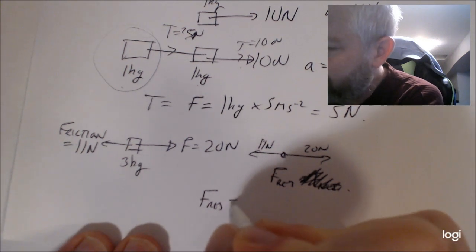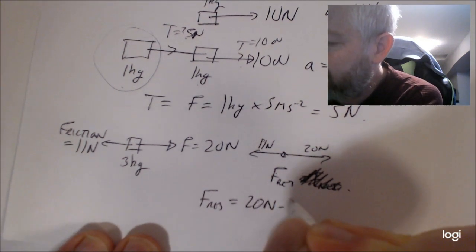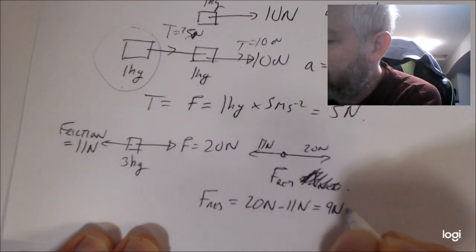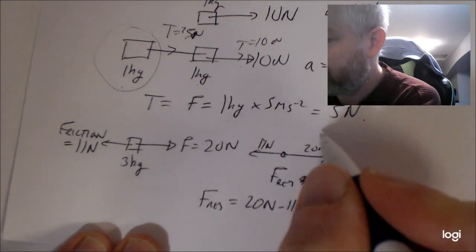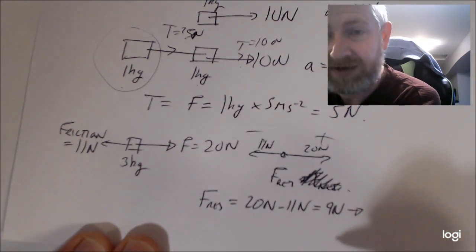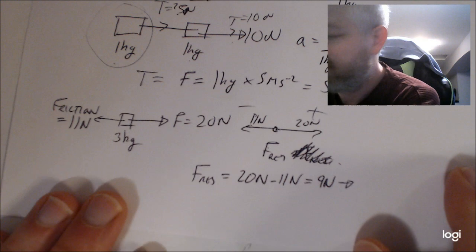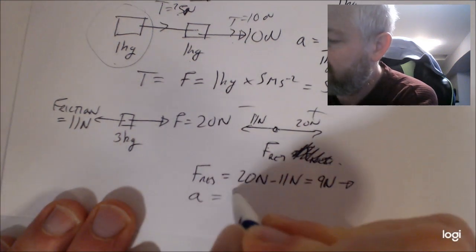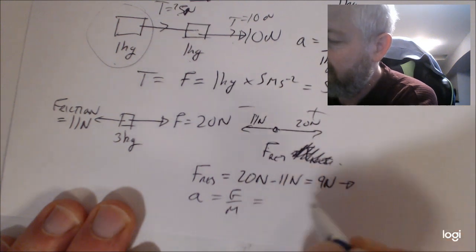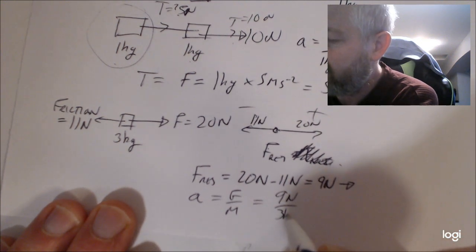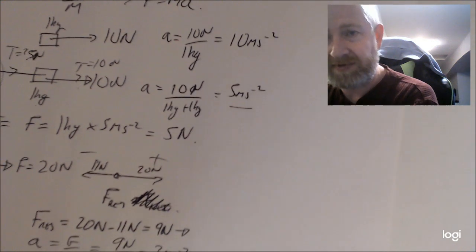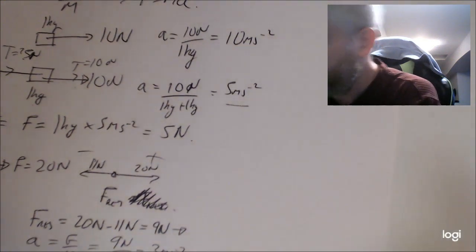And the resultant force is just given by 20 newtons minus 11 newtons, which is 9 newtons in this direction there. So if we treat this as positive and this as negative, it's positive 9 newtons. Which brings us almost to our last part, which is to find the acceleration of our block. The acceleration is force divided by mass. Here I've got 9 newtons divided by 3 kilograms, which is 3 meters per second squared. So we end up with the following pieces of information.